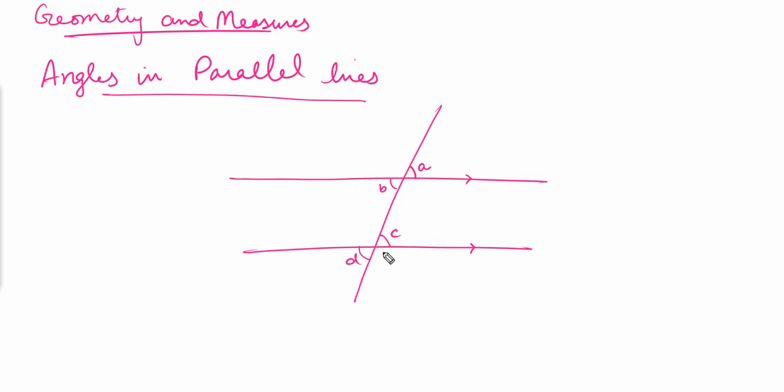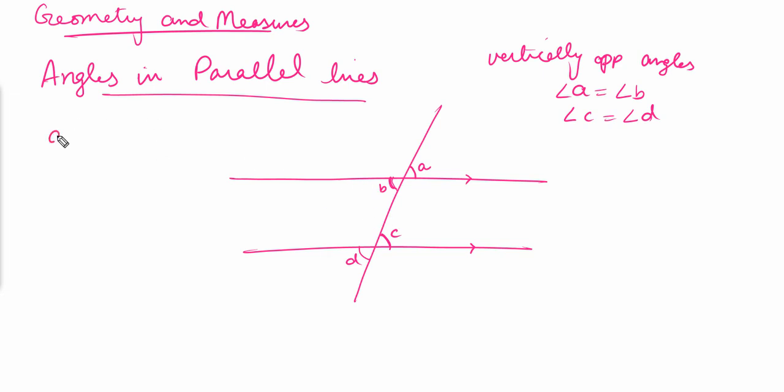So these angles are vertically opposite to each other, and the vertically opposite angles are equal. So A, B, C, D are the vertically opposite angles. So we can say that angle A will be equal to angle B, and angle C will be equal to angle D. Now let's see angle B and angle C. They are considered to be the alternate angles. So alternate angles are also equal.